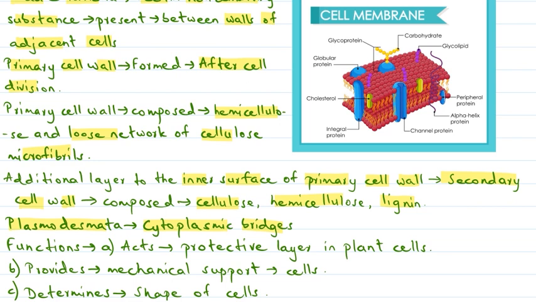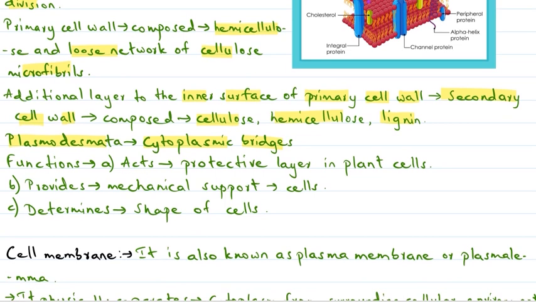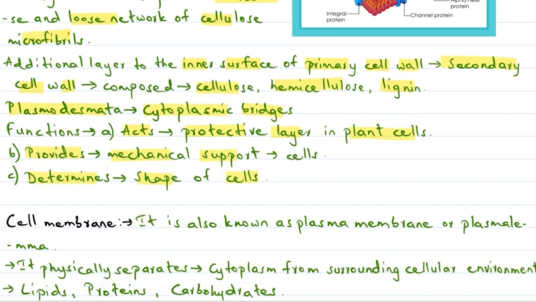Okay, then we also discussed the functions of the cell wall. The cell wall acts as a protective layer in plant cells. It also provides mechanical support to the cells, and it determines the shape of the cells. Then we discussed the cell membrane.